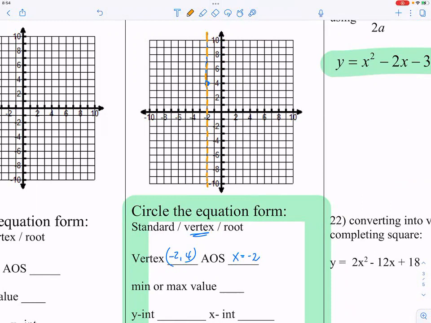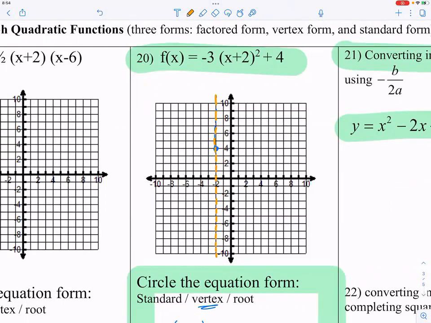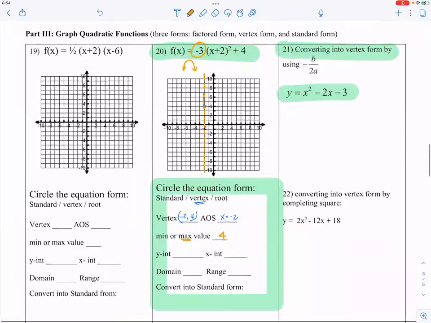What information can also be extracted from this form? It opens down because of the a value. So a is negative 3, so we know that it's opening down. In that case, we have a maximum value of 4. Since it's opening down with a maximum value right there, if I ask you what's the range? Range.